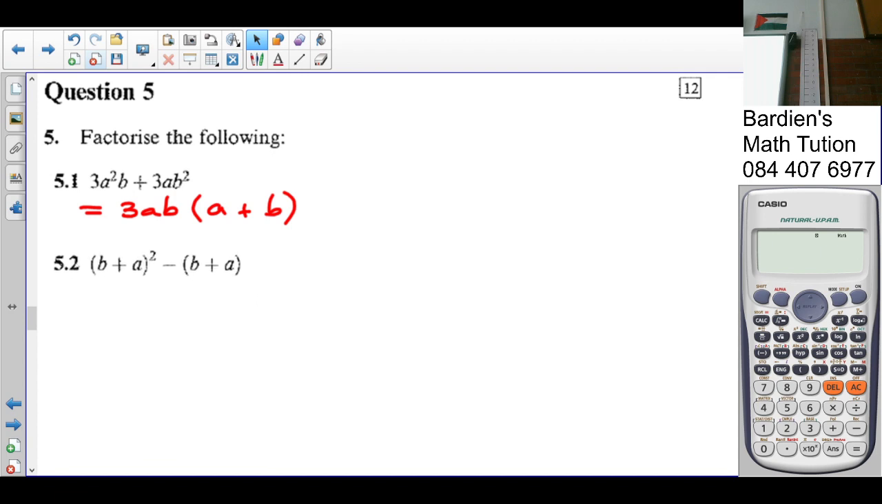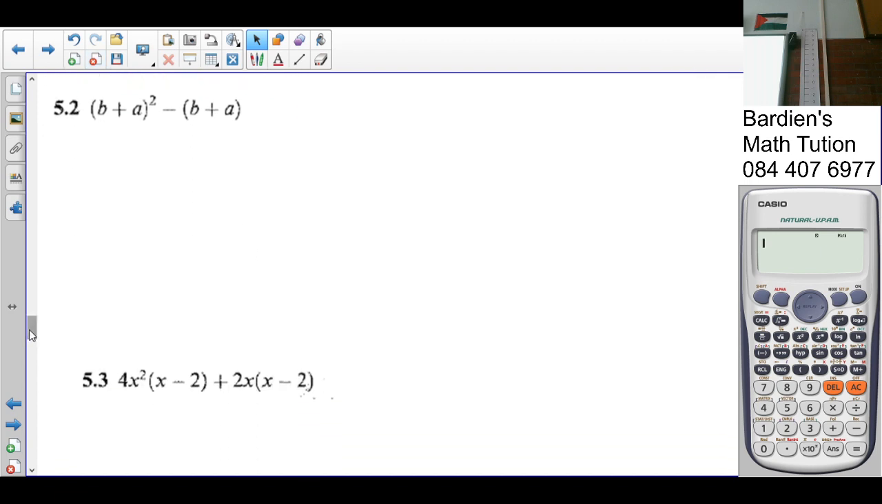Let's look at 5.2. In question 5.2, we've got (a plus b) squared minus (b plus a). What's going to happen here? Common factor. Common factor of what? B plus a. What are we left with? Okay, let's take it one step back.